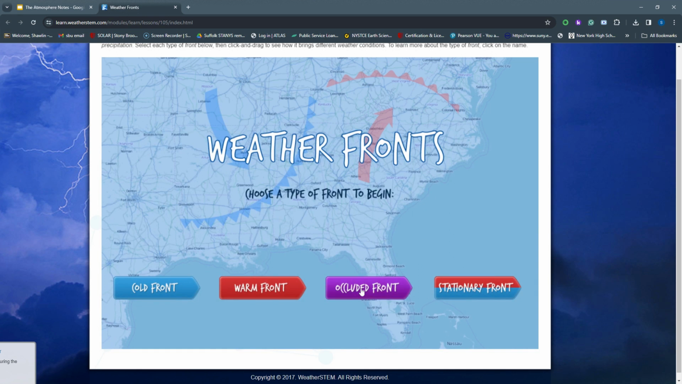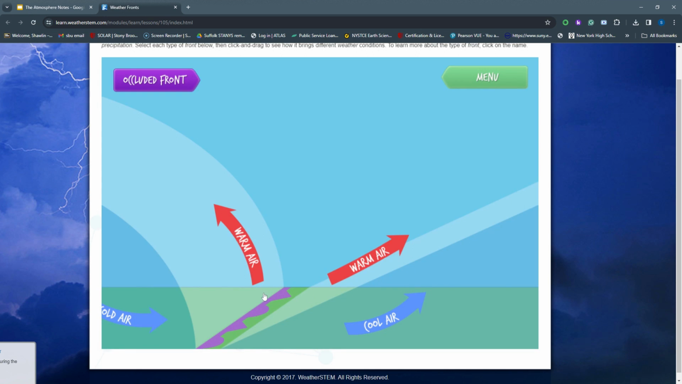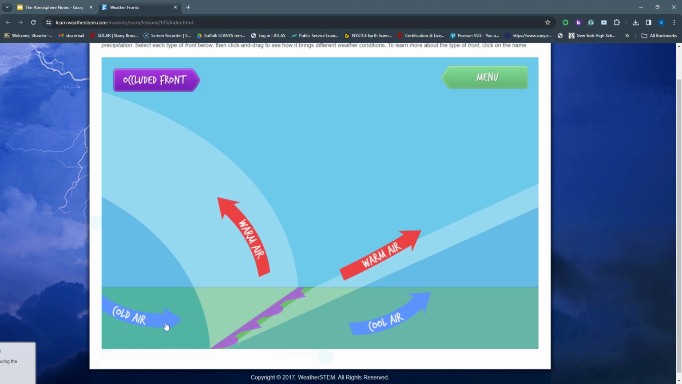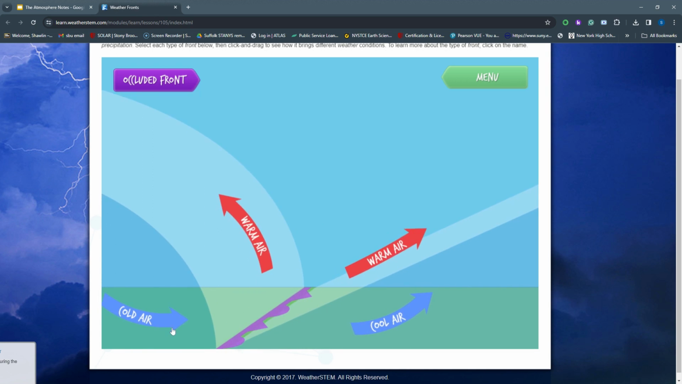Next, let's talk about an occluded front. In an occluded front, we have cool air moving towards cool air, and while that's happening, warm air is being trapped in the middle.